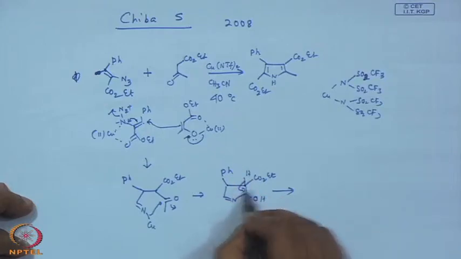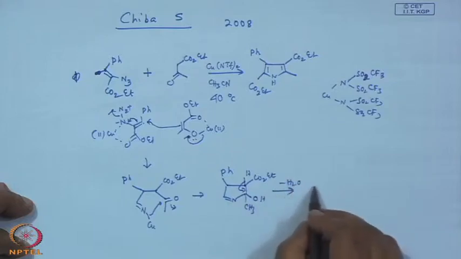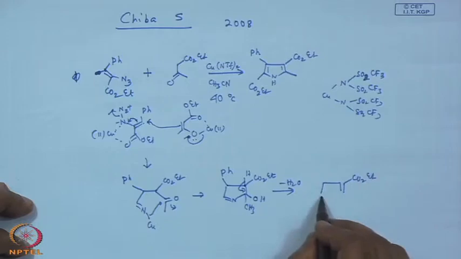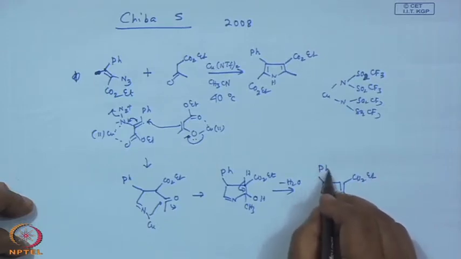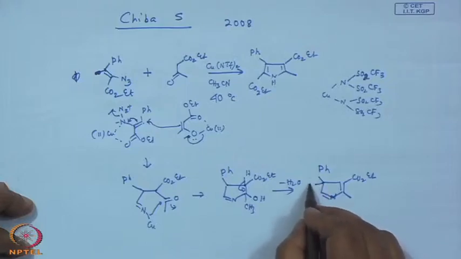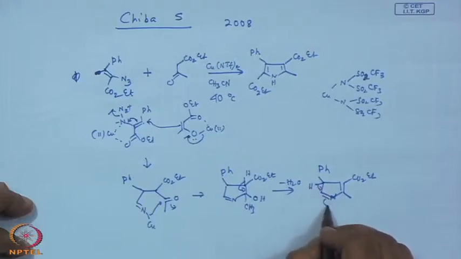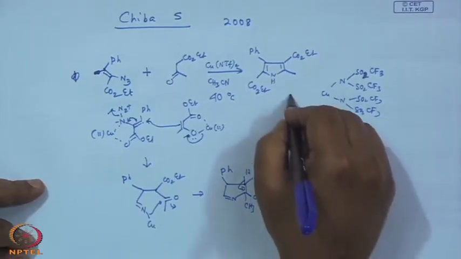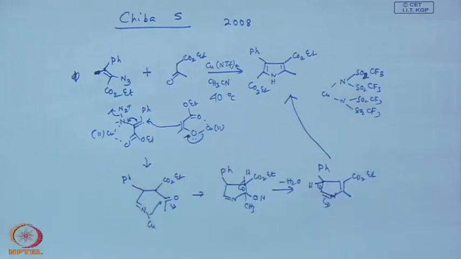So, this loses water, and what you will be getting is this part unsaturated. Then obviously, these imines do not stay in this form. In the presence of even weak acid, it will tautomerize, I should say isomerize, to the corresponding product.